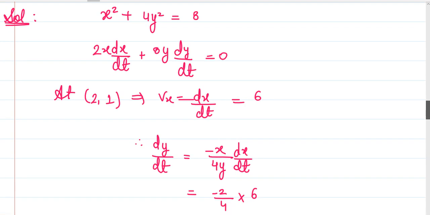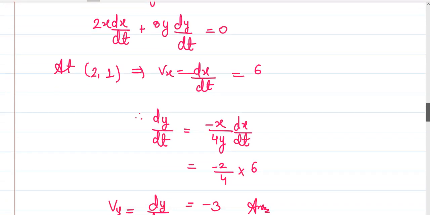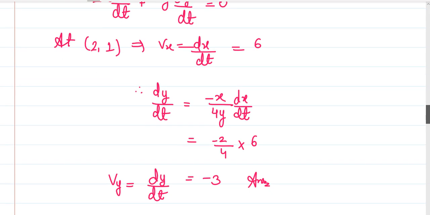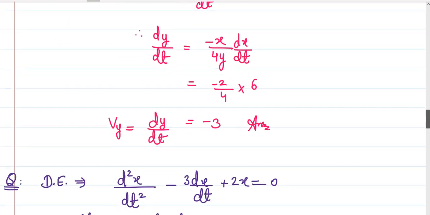So you are going to get your answer as minus, put the value of x as 2, over 4 into 1, into 6, so you are going to get it as minus 3. So guys, minus 3 will be the correct answer. So simple question that was. Okay, I hope everything is clear. So let's move to the next question.